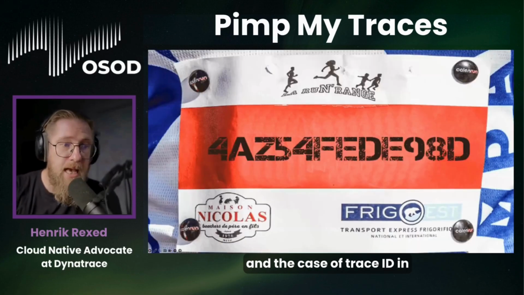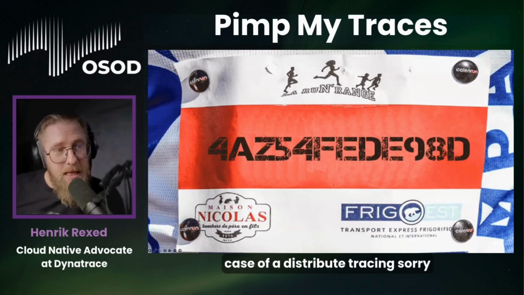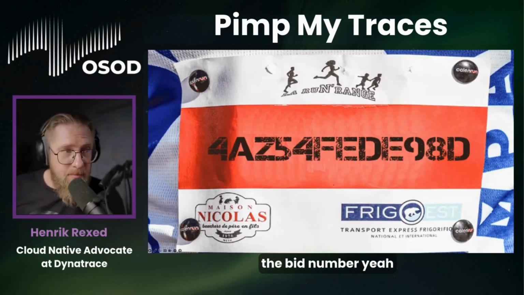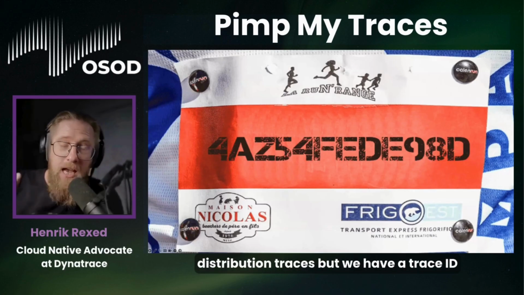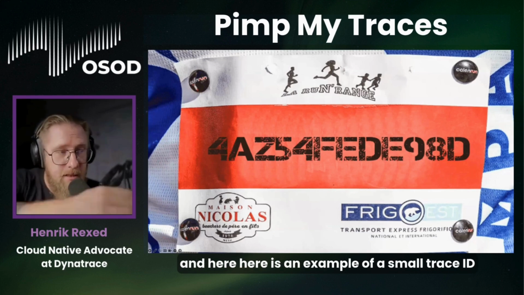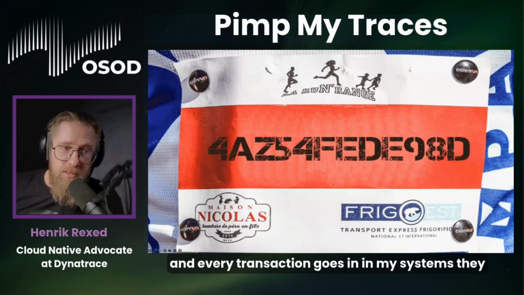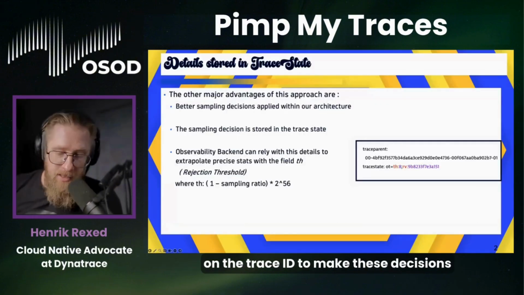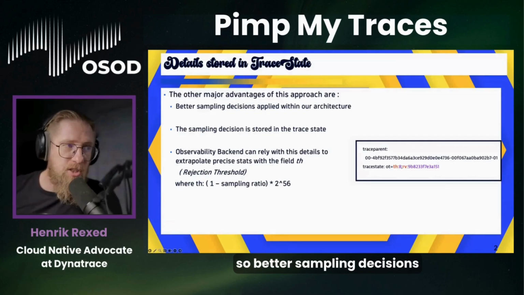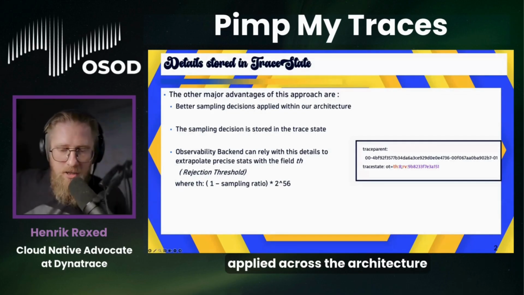And in the case of distributed tracing, for the bib number, we don't have any bib on our distributed traces, but we have a trace ID. And here is an example of a small trace ID. Every transaction that goes through my systems has its own number. So which means I will rely on the trace ID to make these decisions. So better sampling decisions applied across the architecture.